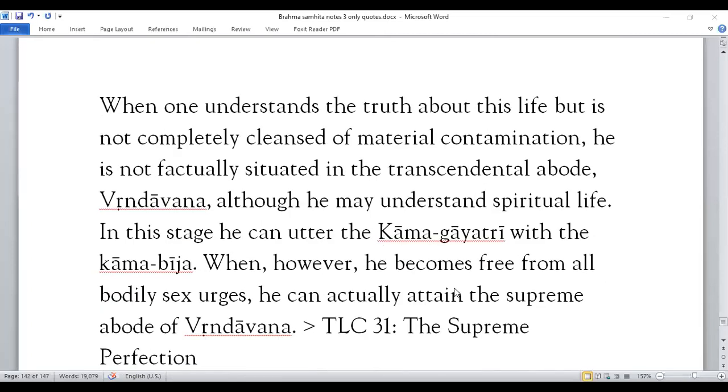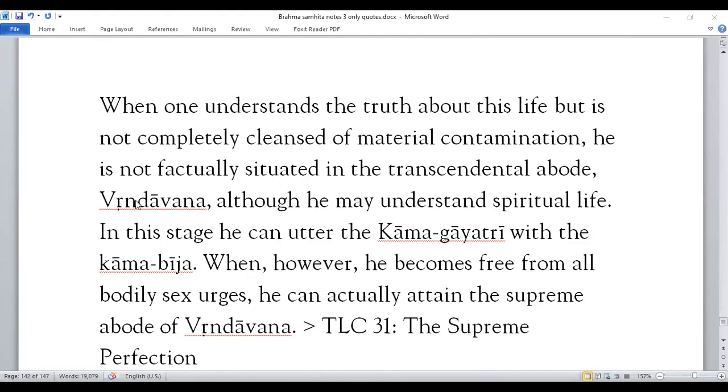Here, Prabhupada said, can you see? When one understands the truth about this life, but is not completely cleansed of material contamination, he is not factually situated in the transcendental abode, Vrindavan. Although he may understand spiritual life, so this is very serious. He understands the truth about this life, but is not completely cleansed of material contamination. He is not factually situated in the transcendental abode, Vrindavan.